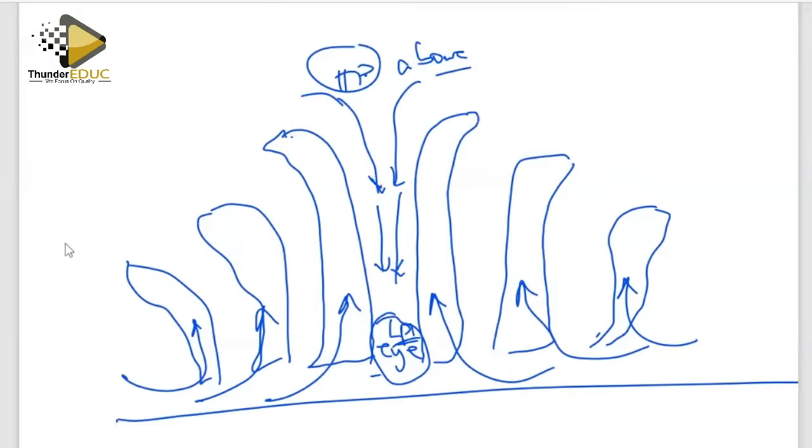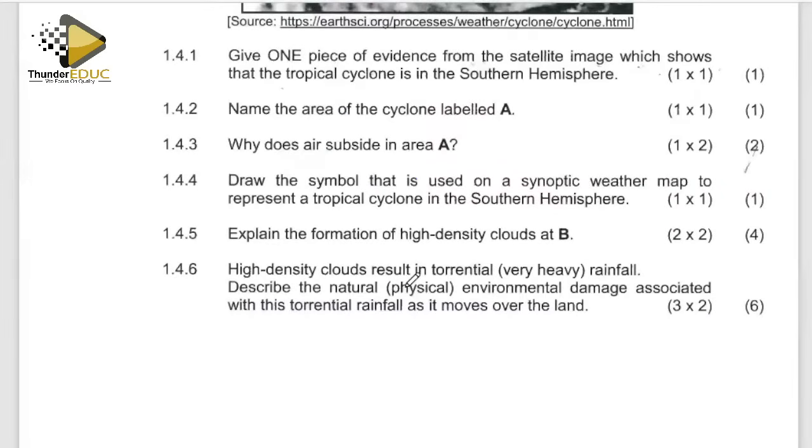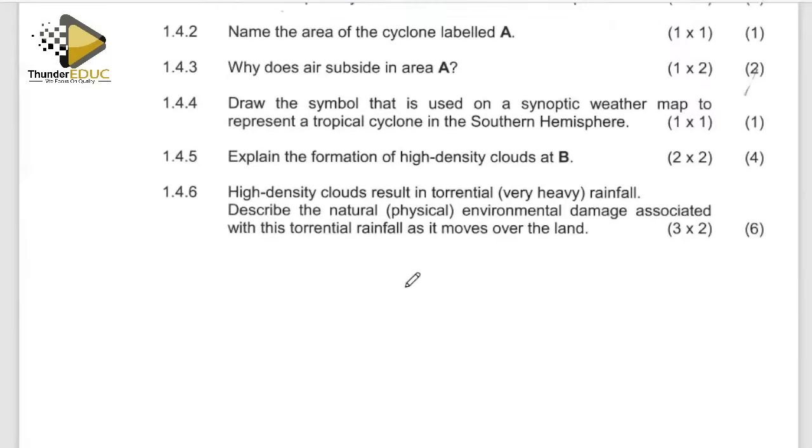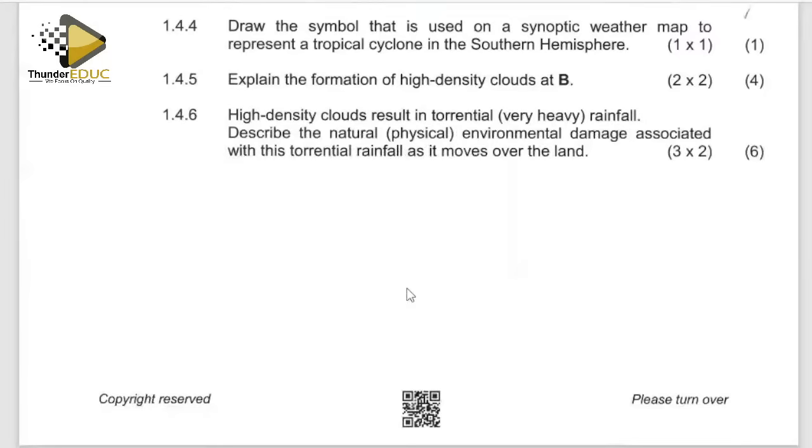Right, moving on to the next question. It's saying, draw the symbol that is used on a synoptic map to represent a tropical cyclone in the southern hemisphere. I'll do the illustration here. Right, what happens here is the symbol that is used in the southern hemisphere. I'll illustrate the two hemispheres. Southern hemisphere, the symbol is like this. This and this. Right. What does the symbol imply?